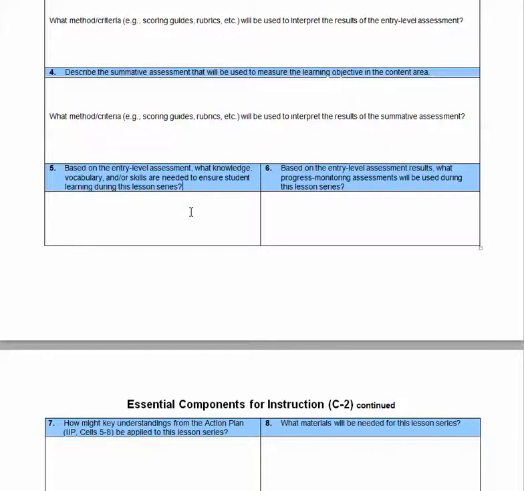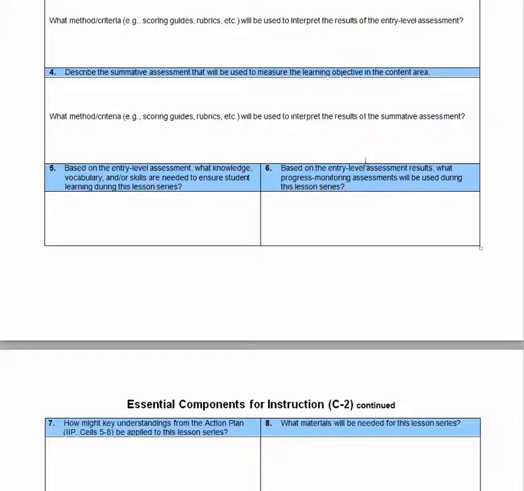What are they going to need to be able to know, do, and demonstrate by the end of the unit? And then also, knowing that that's what they're going to need to be successful, think about, and this is coming back to, based on the entry-level results, what progress monitoring assessments will be used during this lesson series.